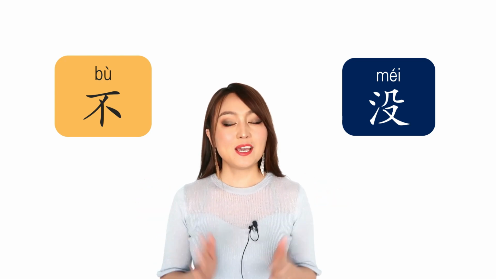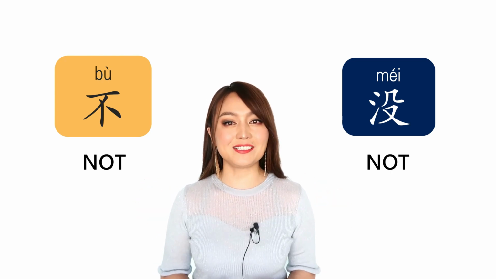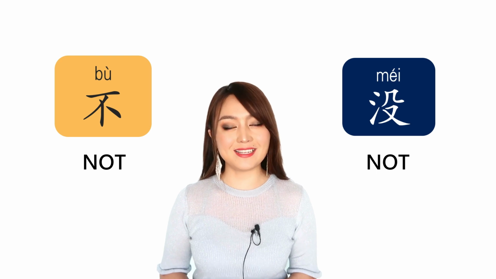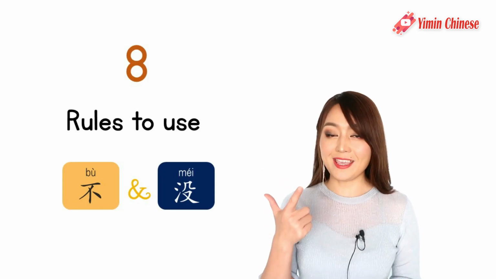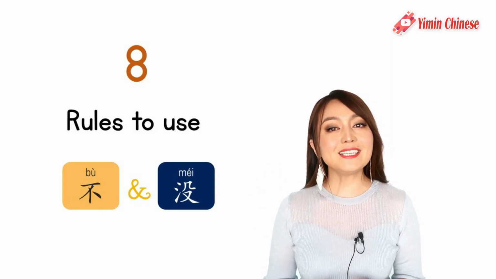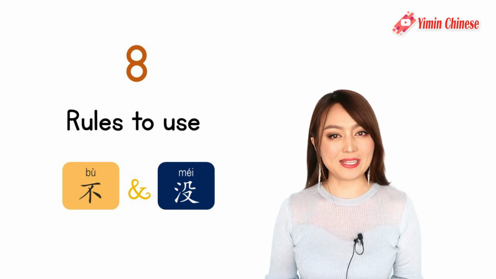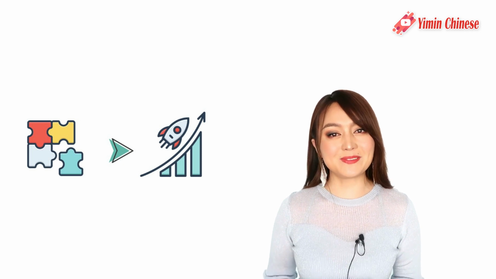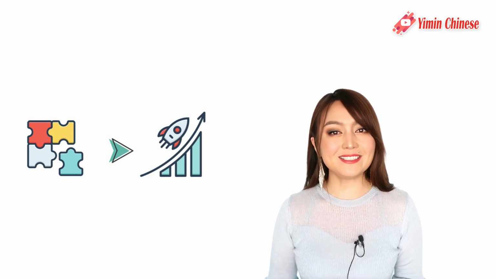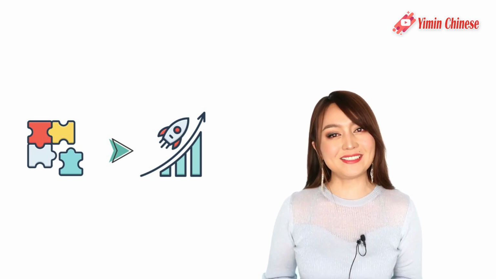不 and 没 both mean not in Chinese and are used to negate a sentence. But how do we make sure to use them correctly without mistake? All you need to know are these 8 rules, which clearly tell you when to use either one. We're going to go from the easy rules to more advanced rules. So make sure to pay attention to not miss any important points.